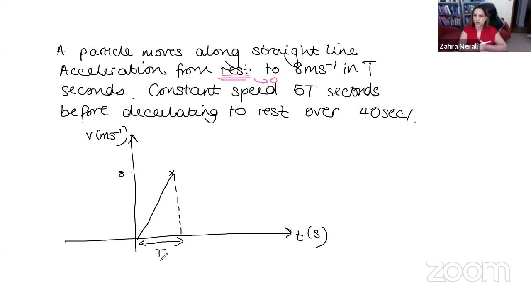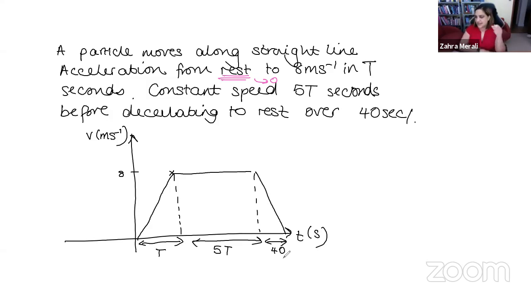And then we've got a constant speed. Now remember, the constant speed was the straight line. You're not accelerating, your velocity is not changing, you're just moving in a straight line, and that space here is 5t seconds. And then you're decelerating, and that space here is 40 seconds. Right, and that would be your graph.